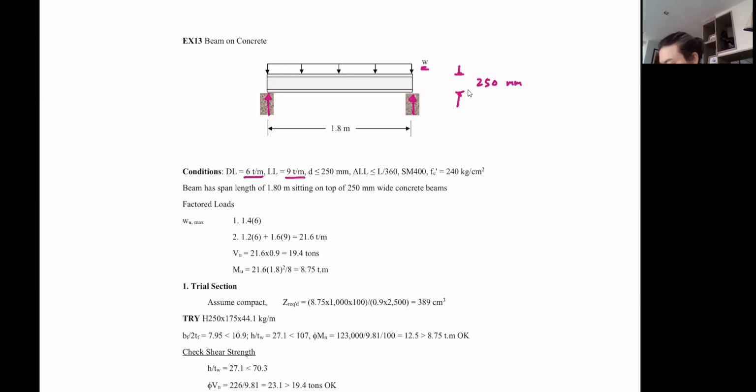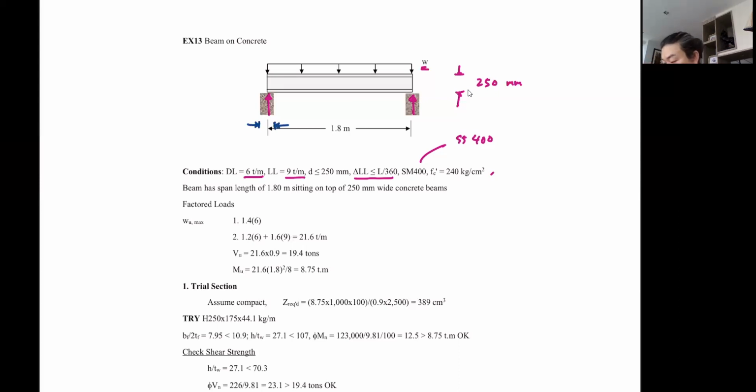And also a condition that the deflection due to live load should not exceed L/360. We are going to use the SS400, and the concrete f'c is 240. It's a basic number. The span length of the beam from support to support measures 1.8 meters. And this beam will sit on the concrete beam that is 250 millimeters wide. That's the width of your beam in this direction.